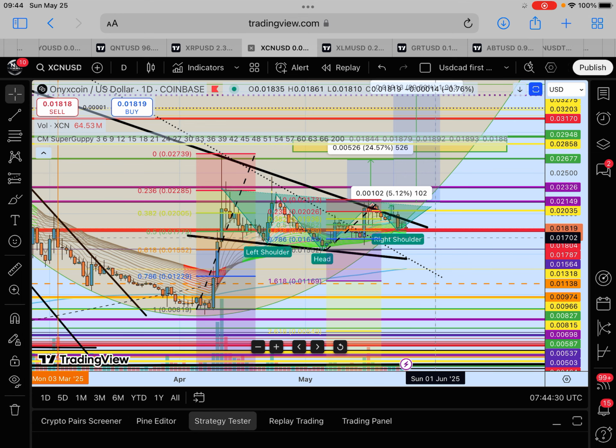pressure. So with that, we are still in this downward wedge. We did not break and hold above that. We tried a second time right here and got rejected. And then with Bitcoin's bearish candle, it pushed the entire market down. So we do want to see some strong support right here on these red lines around 0.018.